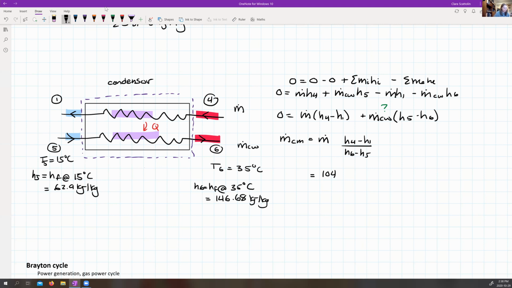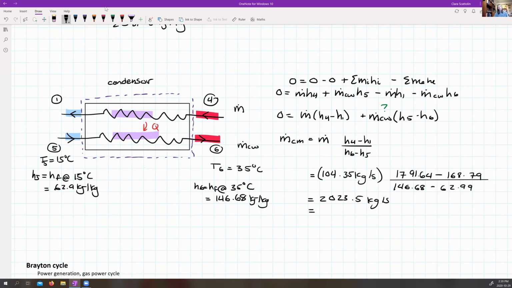And I know that I have 104.35 kilograms per second. And then I have my enthalpy values. And this gives me a value of 2,023.5 kilograms per second. And I can convert into kilograms per hour by multiplying by 3,600, which will give me 7.25 times 10 to the 6 kilograms per hour.